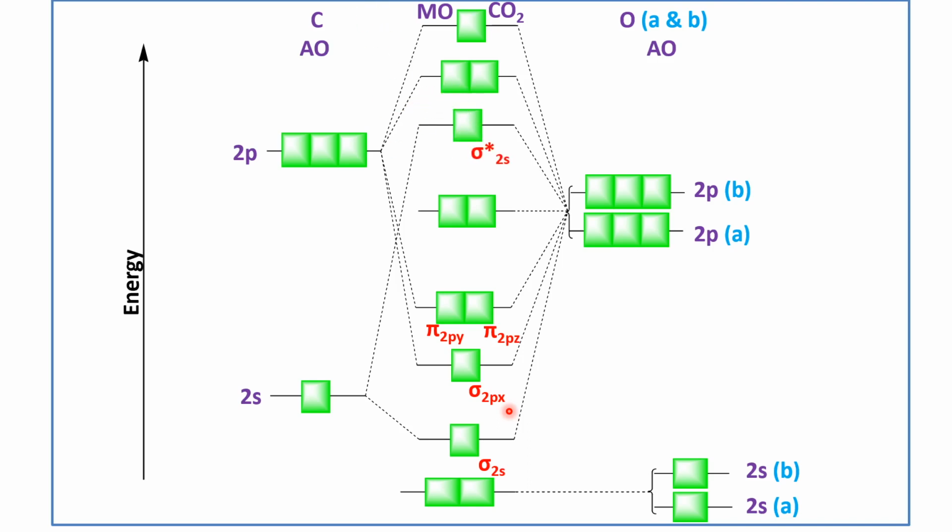Then sigma asterisk 2s. So instead of the position of sigma asterisk 2s, over here it is shifted above all these three bonding molecular orbitals. Then we are having the second degenerate pair, pi asterisk 2py and pi asterisk 2pz. And the last one is the sigma asterisk 2px. So these are the molecular orbitals of the CO2 molecule.